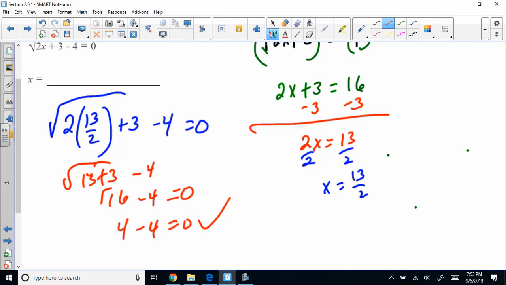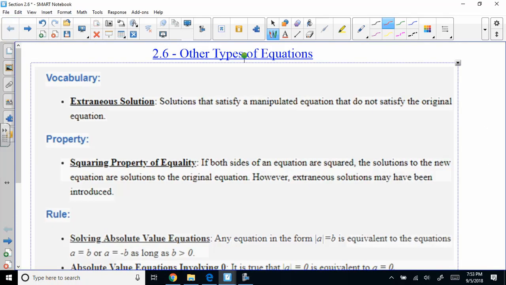That's right. So define extraneous. If you plug it in, I'm assuming it'll be equal. Then how is it a solution? Or is it like an accident? If both sides of an equation are squared, the solutions to the new equation are solutions to the original equation. However, extraneous solutions may have been introduced. Okay. That's why.